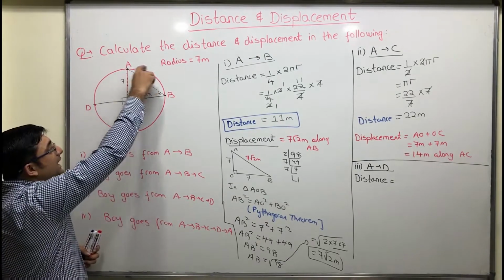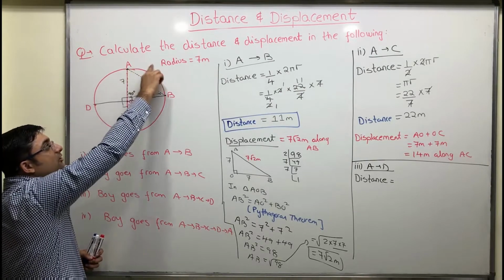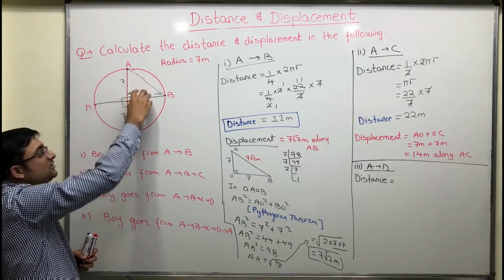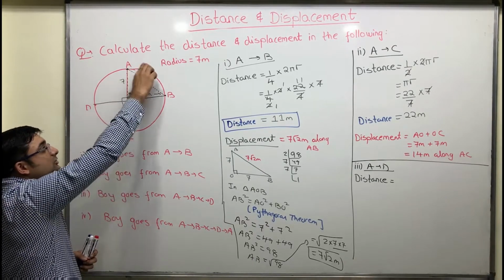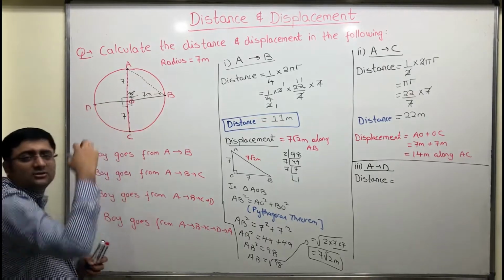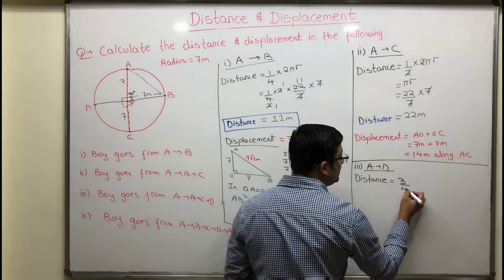So see, you're going from A to B to C to D. So what is the length of the path you're traveling? You're traveling this entire path over here. So this is 1/4 of a circle, 1/4, 1/4. So basically you're covering 3/4 of a circle. So what is the length of this path? 3/4 the length of the circle. So distance is 3/4 of the length of the circle.